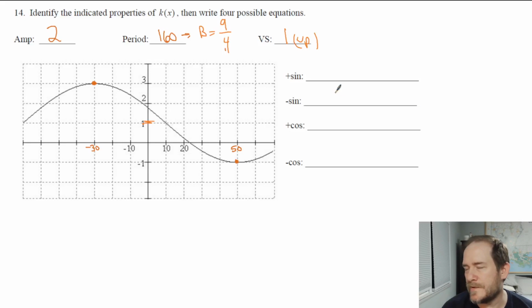Alright, well that means that we're going to go 2 sine, negative 2 sine, 2 cosine, negative 2 cosine. And they're all going to have a b value of 9/4.